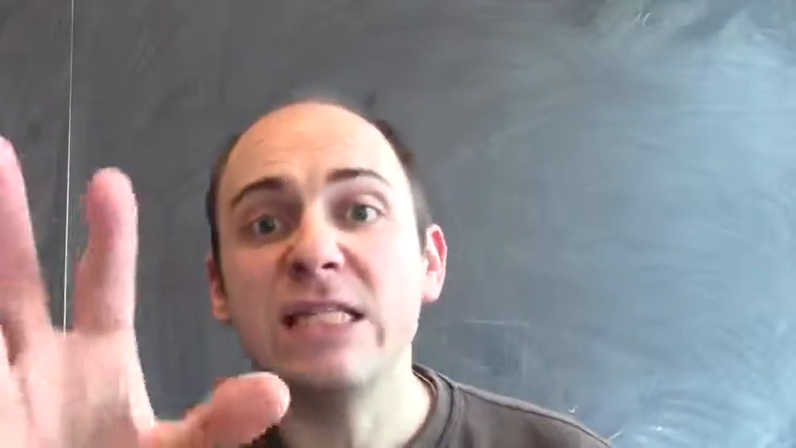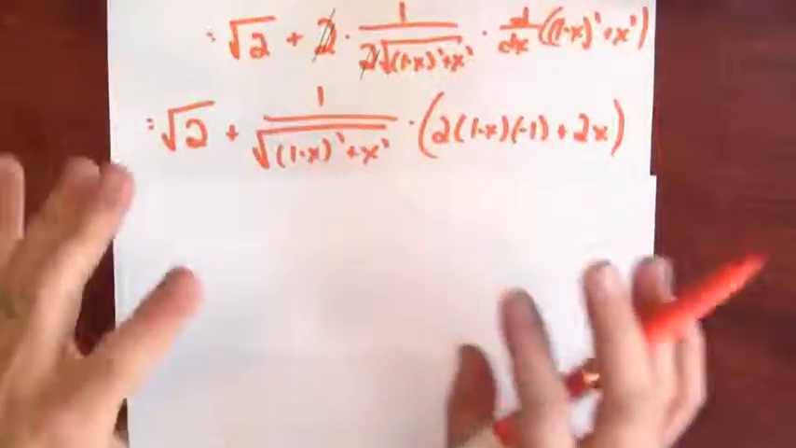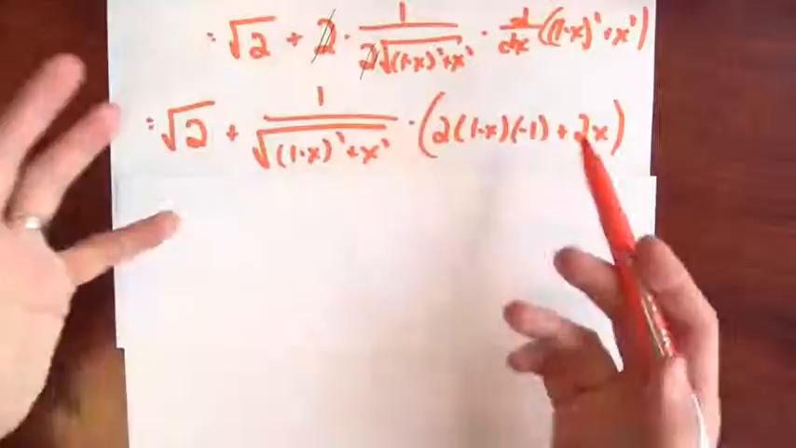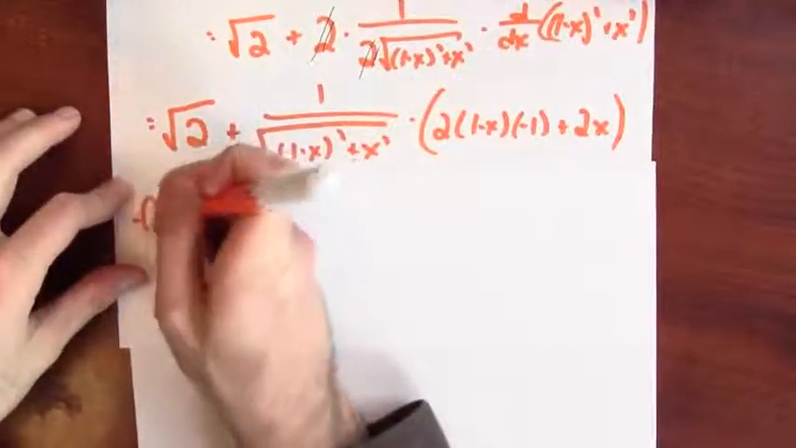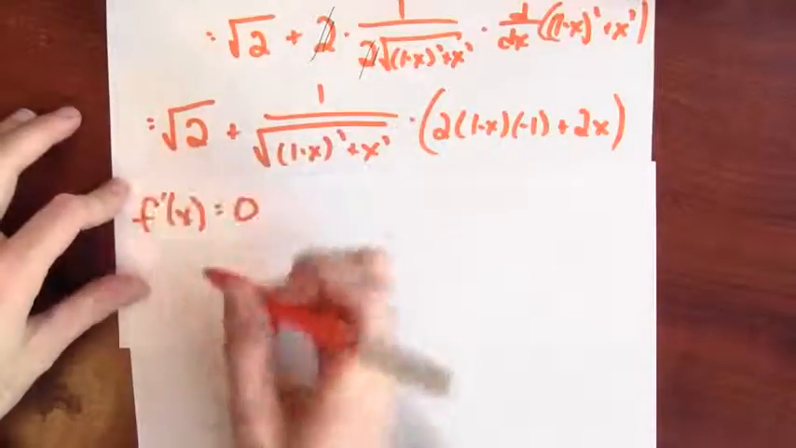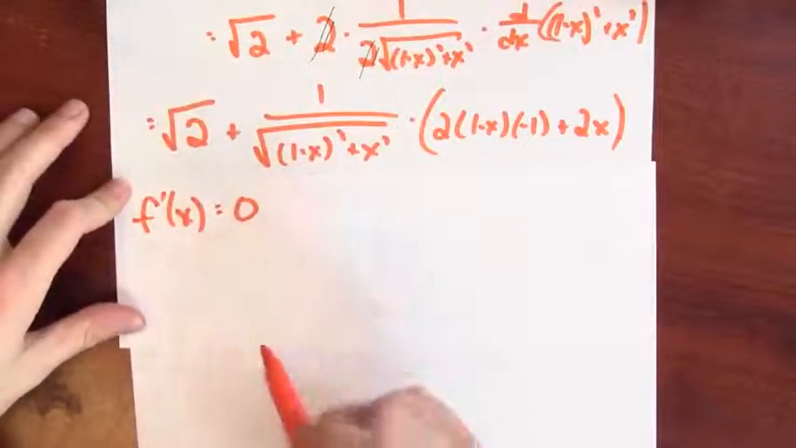With the derivative in hand, we can look for the critical points, places where the function either isn't differentiable or where the derivative is equal to 0. I don't have to worry about critical points where the derivative doesn't exist because this function is differentiable everywhere. So I'm just looking for values of x where the derivative is equal to 0.